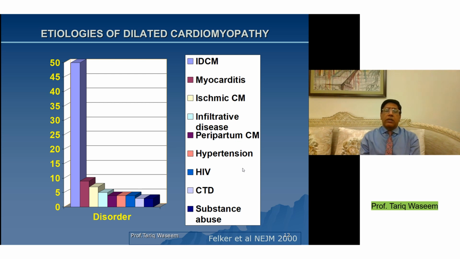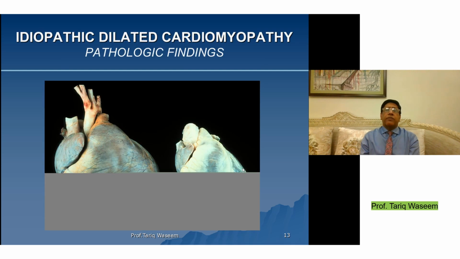HIV or AIDS can also lead to myocarditis, and some connective tissue disorders, and not to forget substance abuse like cocaine or hashish. They can also be a reason, but they are very low in number. So in most of the patients, we don't find any cause for their heart failure or their pump failure.